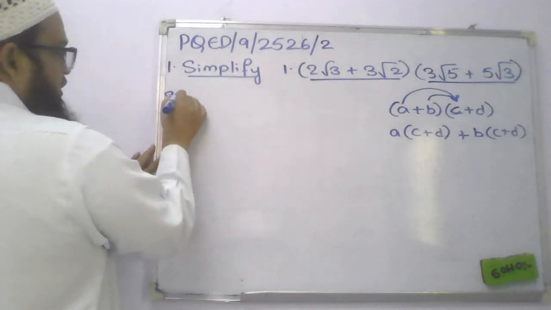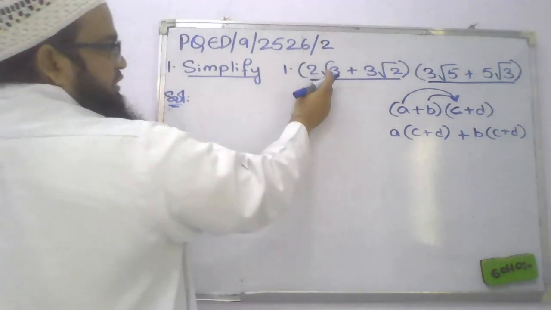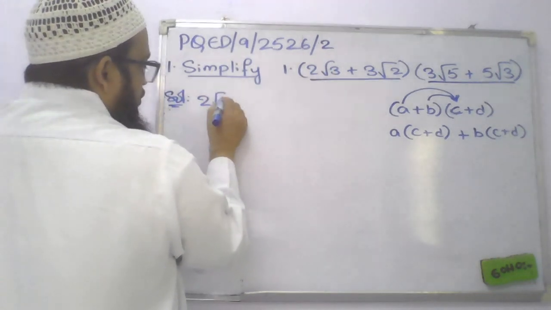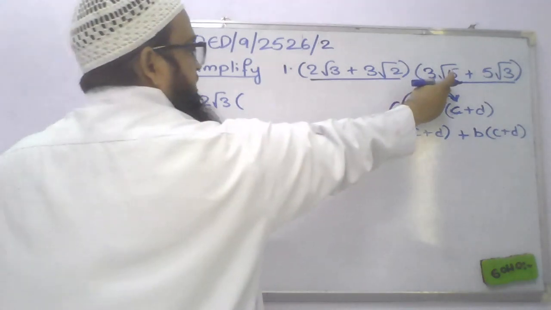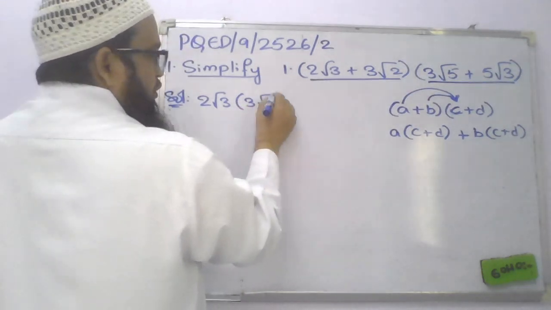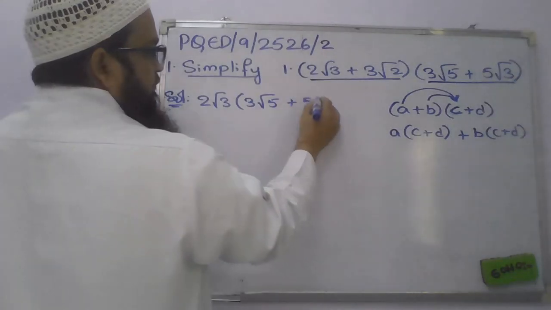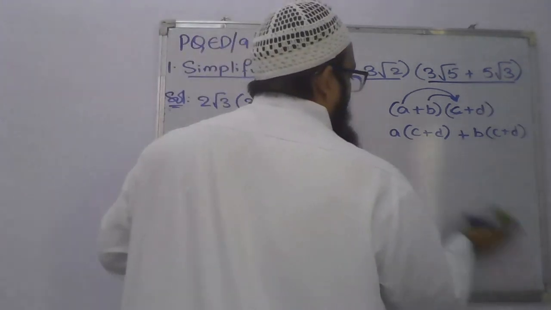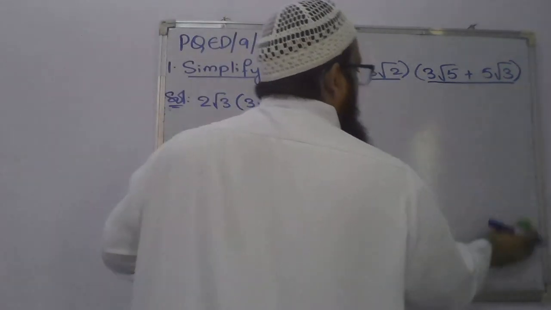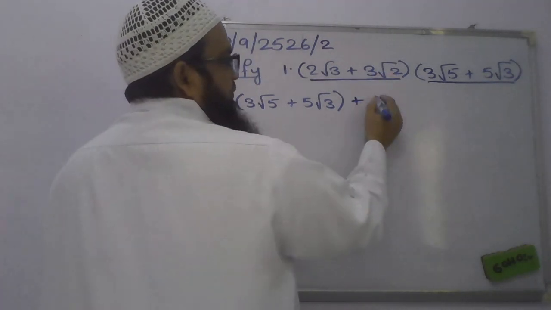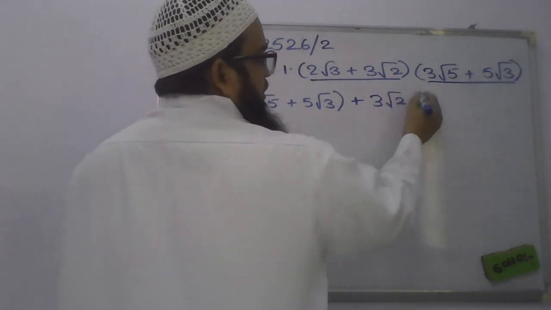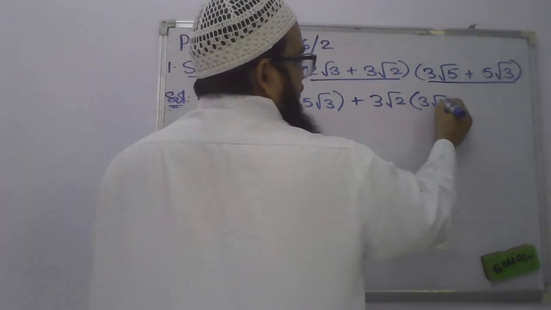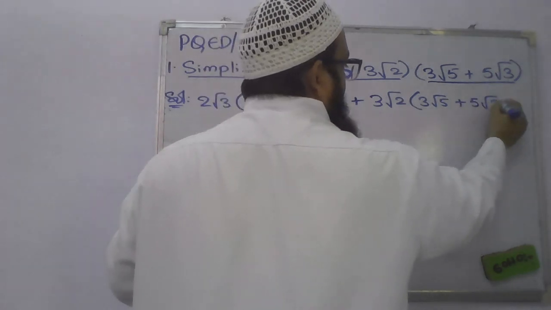So the solution is, what is the first term? 2 root 3. 2 root 3 times, what is the second expression? 3 root 5 plus 5 root 3. Is it right? And after that, what are we going to distribute? We are going to distribute the second term. What is the second term? 3 root 2 times (3 root 5 plus 5 root 3).